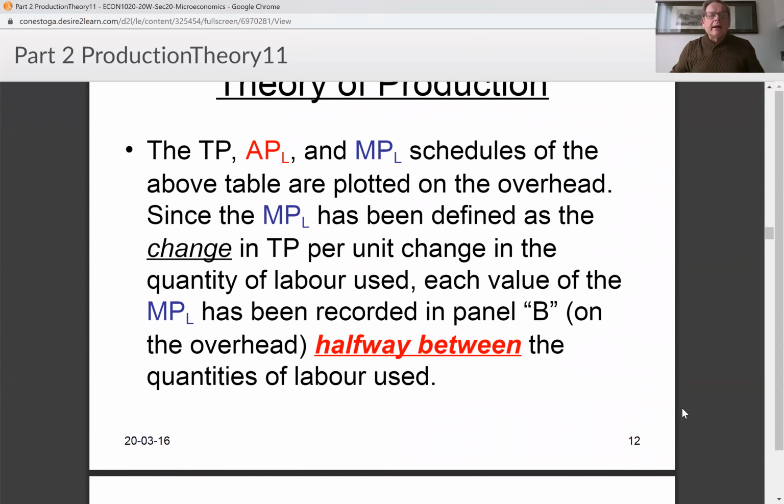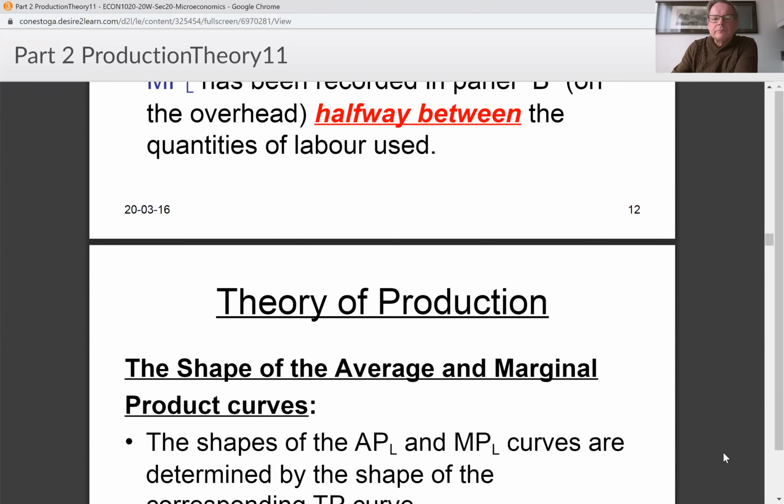So to recap, the total product, the average product of labor, and the marginal product of labor schedules of the above are plotted on the graph that you just saw. Since the marginal product has been defined as the change in total product per unit change in the quantity of labor used, each value of the marginal product of labor has been recorded in panel B halfway between the quantities of labor used. Please, once again, if you have a hard copy, highlight halfway in the middle.